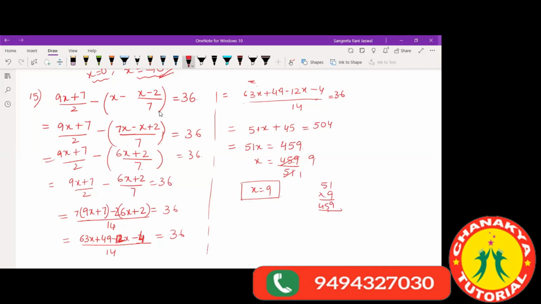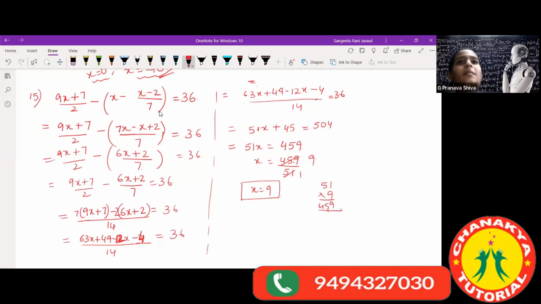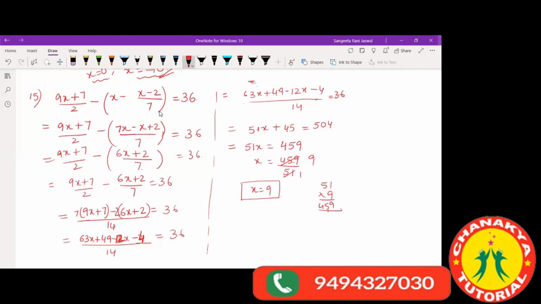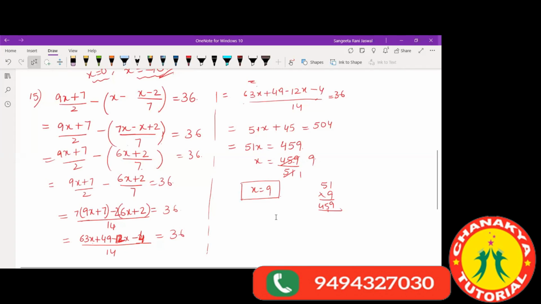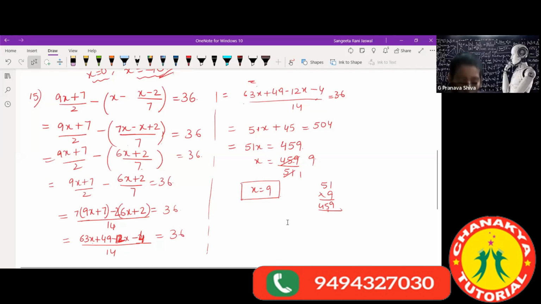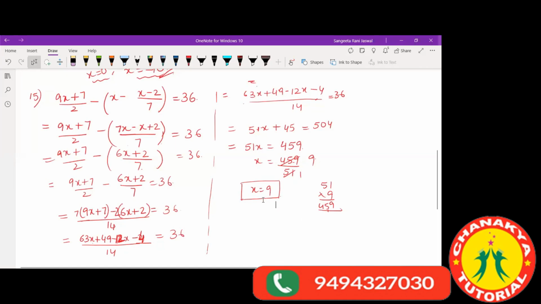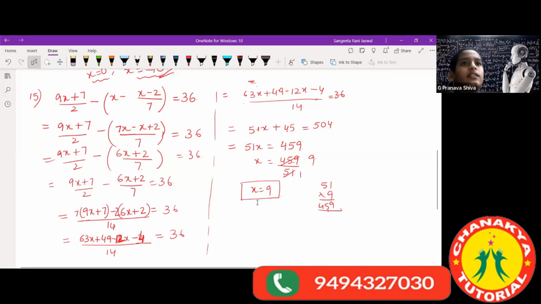Okay. Just keep your calculations correct. Anything else? 153 divided by 17 is 9 only, ma'am. Check your calculation. Yes, ma'am, I got 153 divided by 17. It's 9.